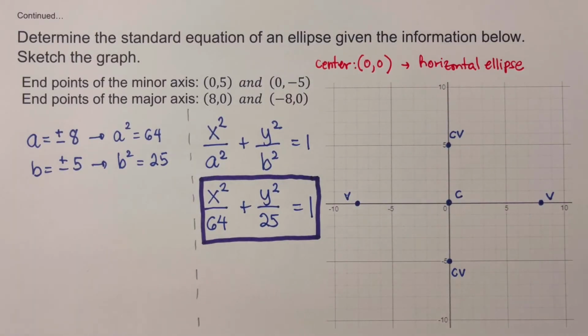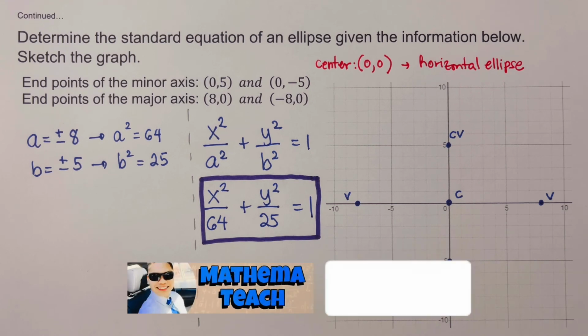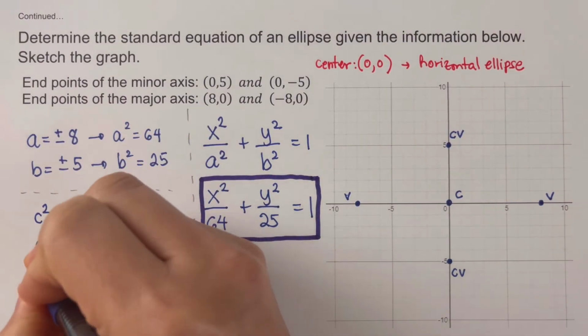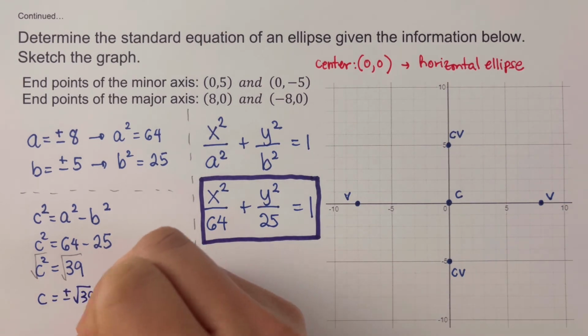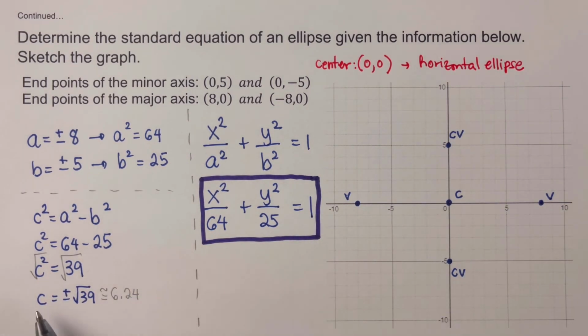Okay, now let's determine the location of the two foci. They should be located along the horizontal line. Now we remember that the distance from the focus to the center is represented as letter C, and we can solve it using the formula C squared equals A squared minus B squared. And so I'm going to show the work down here. So the value for C, which is again the distance from the center to the focus, is plus minus square root of 39, or that is approximately 6.24.